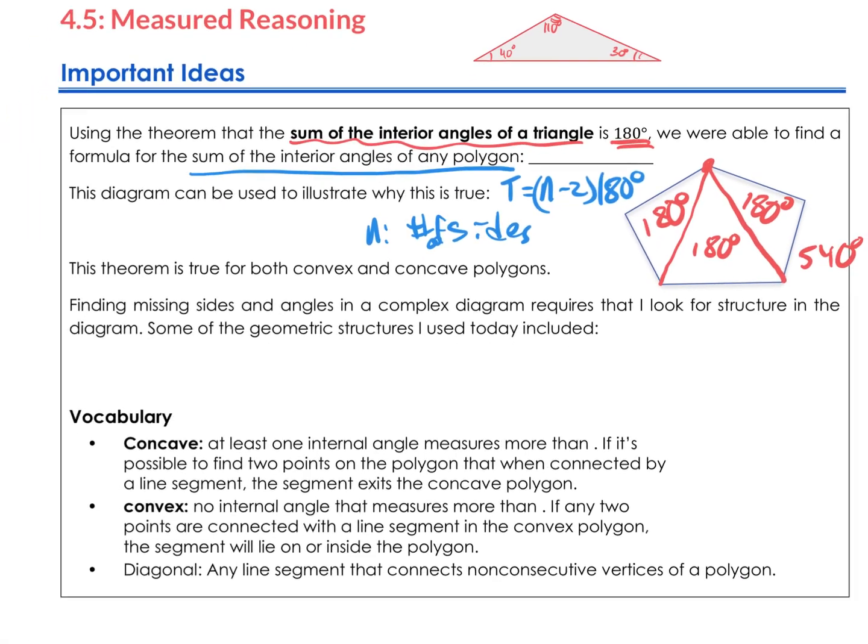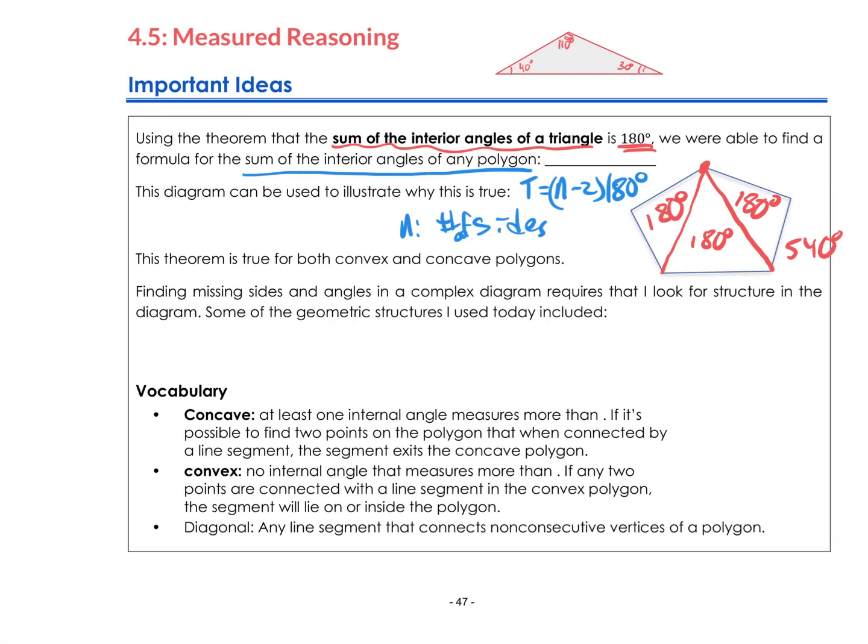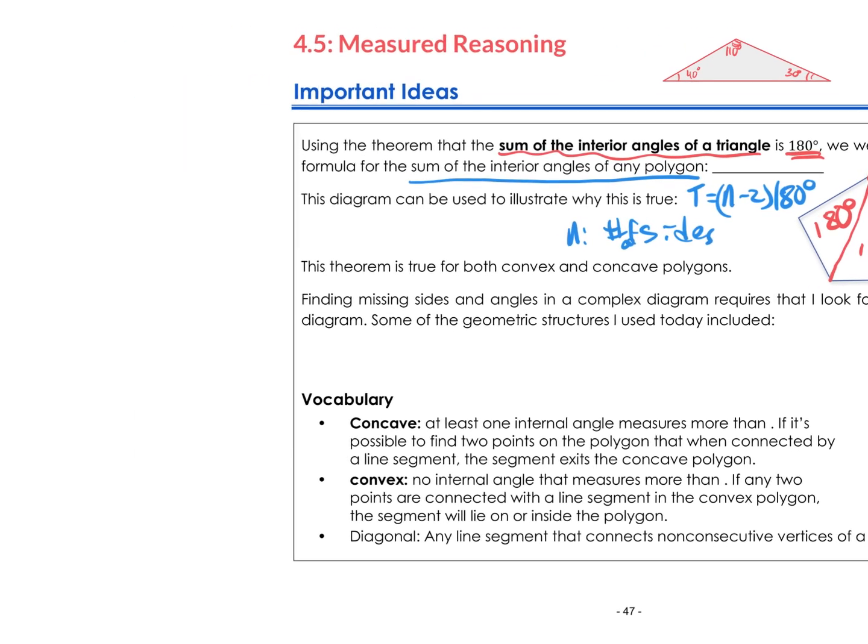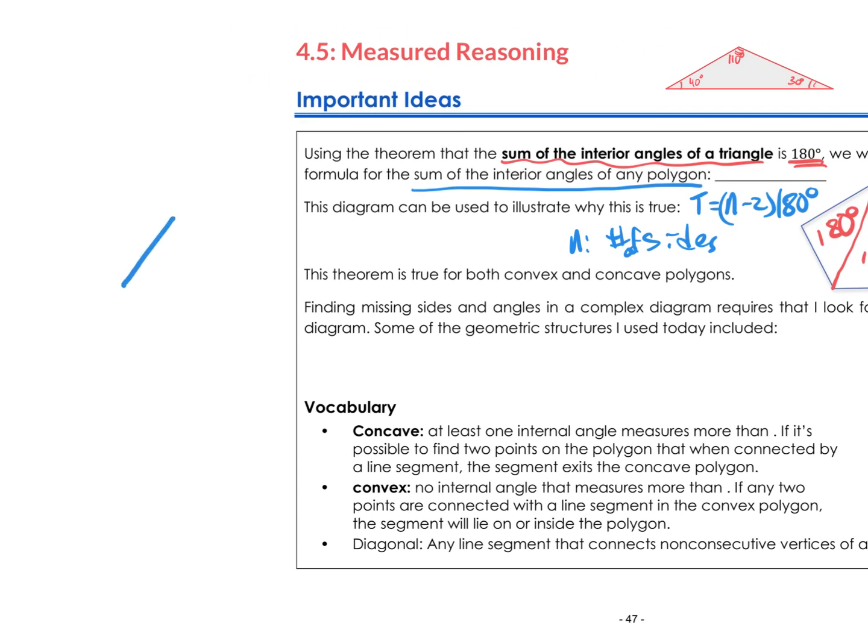So this theorem is true for any convex or concave polygons. By the way, convex means it looks something like this. Concave, just to remind you here. So concave means we have a polygon that kind of caves in. So this is concave. Okay, so yeah.